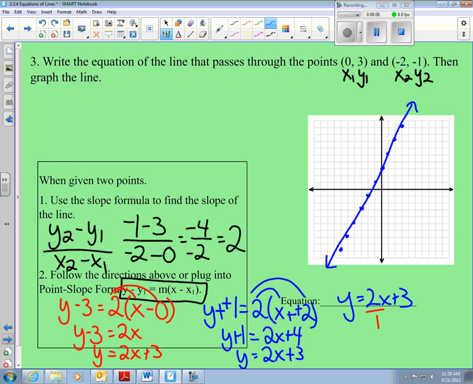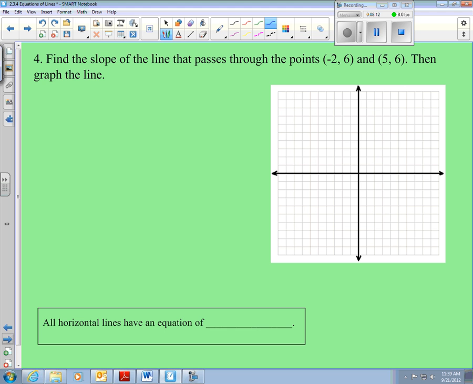So now we've seen how to deal with if we're given a point and a y-intercept, a point and a slope, or 2 points. So let's talk about these problems next. It says find the slope of the line that passes through the points (-2, 6) and (5, 6). Then graph the line.